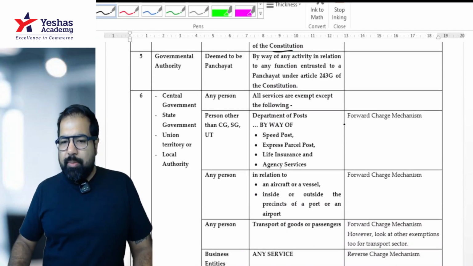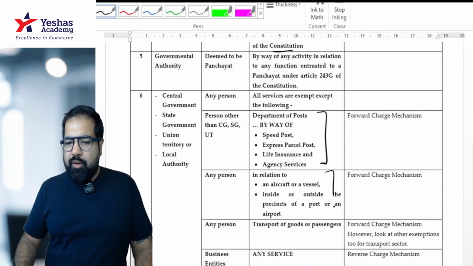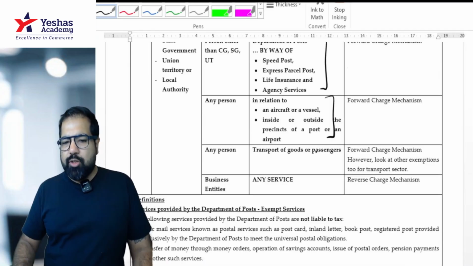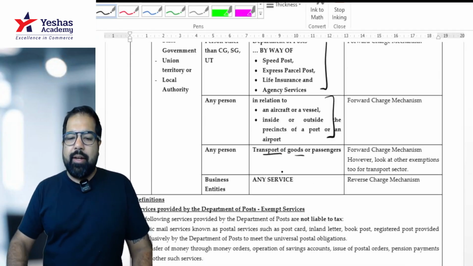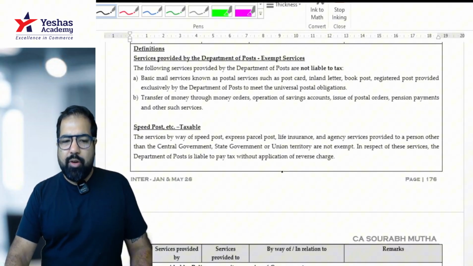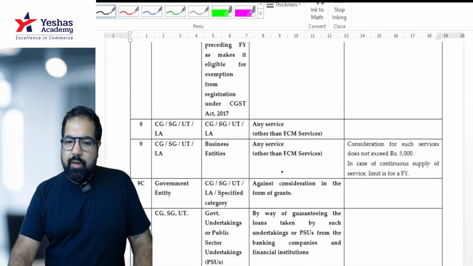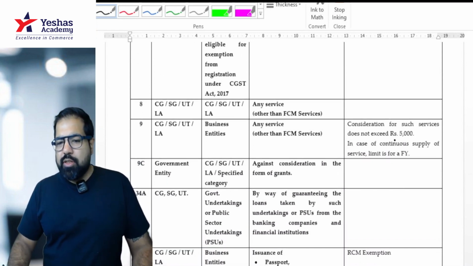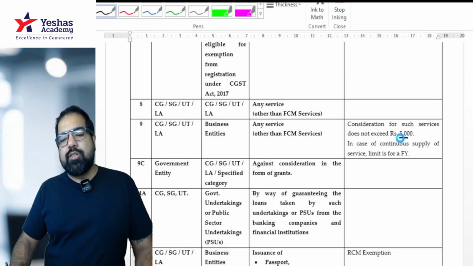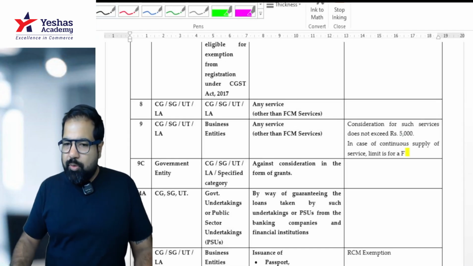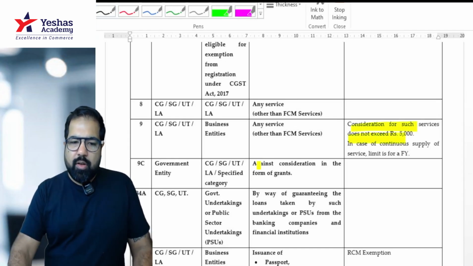Speed post, this will be taxable. Post, aircraft and vessel leasing will be taxable. Transportation of passengers and goods will be taxable. And guys, this is taxable. These are the 4 trap. I have told you the shortcut here. Next, consideration: if it's a service provided to a big business entity, but the consideration is up to 5,000 rupees, there will be no GST. This we've already discussed.